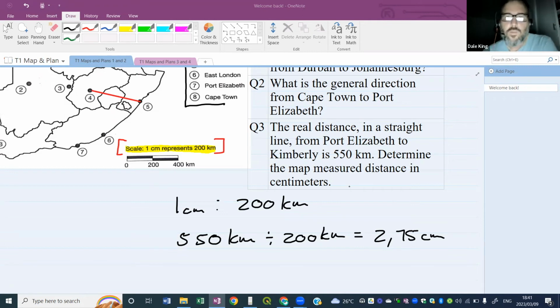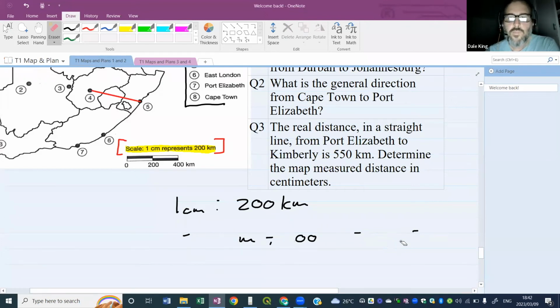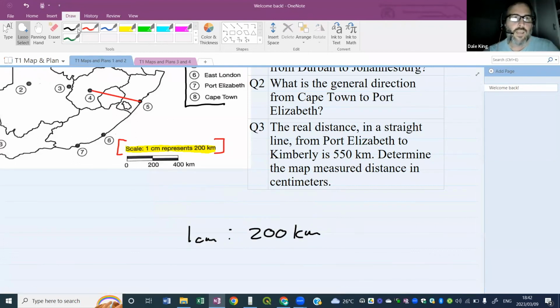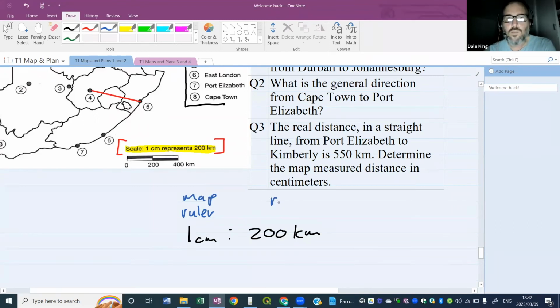So let me take this bottom line away, and I'm going to bring the scale out for you here. Let's talk about this scale quickly. This scale that we get from this bar scale here says 1 centimeter represents 200 kilometers. If we look at the scale, the number on the left is the map measured, or ruler, on my map. The number on the right is the real world distance.